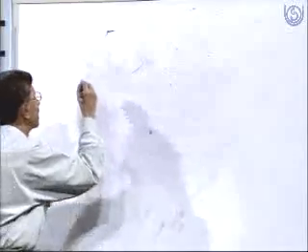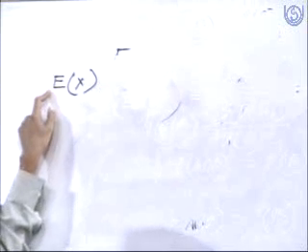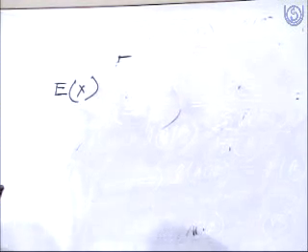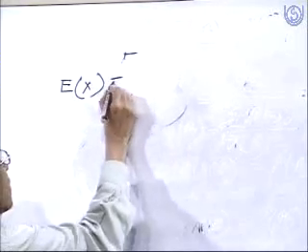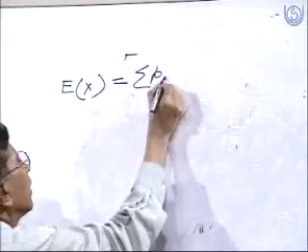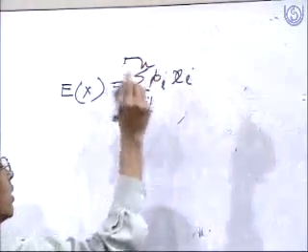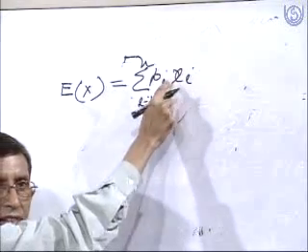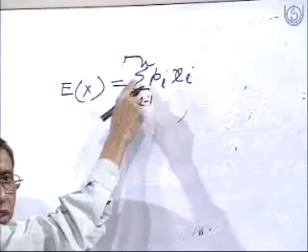It will be, if I write the random variable as capital X and E stands for expectation. I'm sorry, I forgot to carry the mic. If E stands for expectation of capital X, then this is summation Pi Xi, where i varies from 1 to n. So X takes values like Xi's from 1 to n, and these are the associated probabilities.